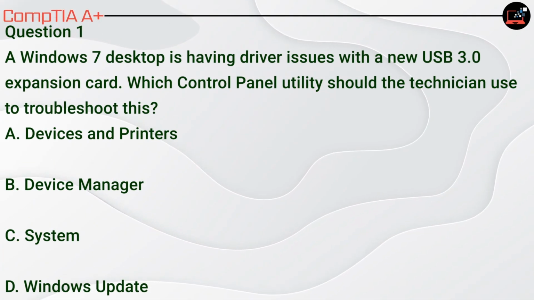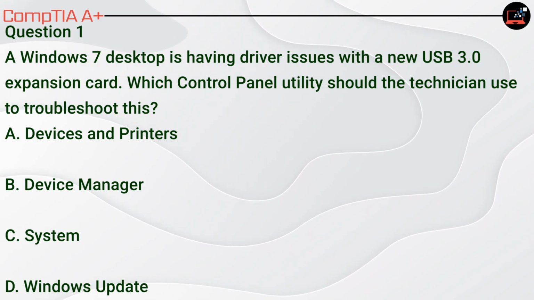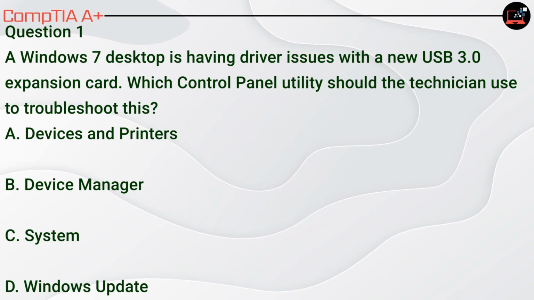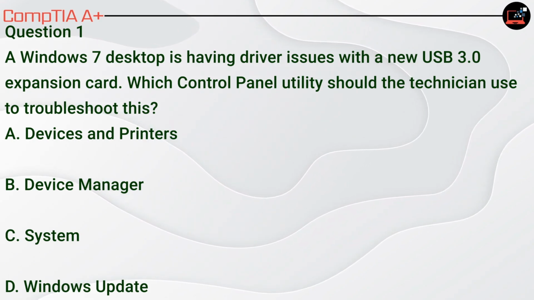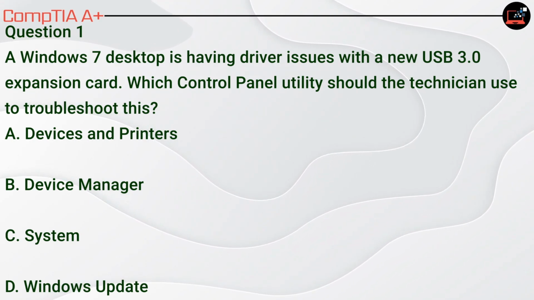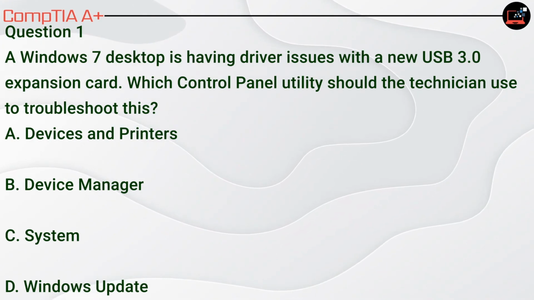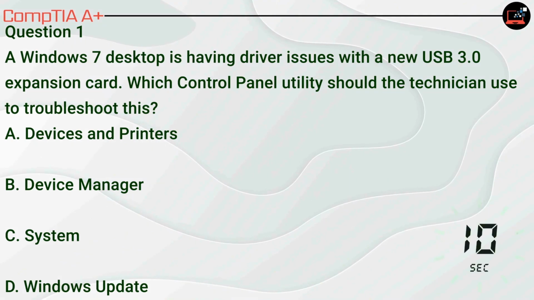The first question is about a Windows 7 desktop having driver issues with a new USB 3.0 expansion card. Which control panel utility should the technician use to troubleshoot this? A. Devices and Printers. B. Device Manager. C. System. D. Windows Update.